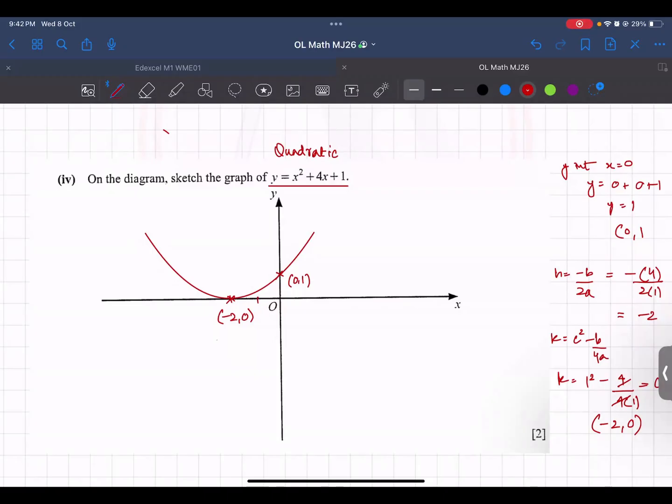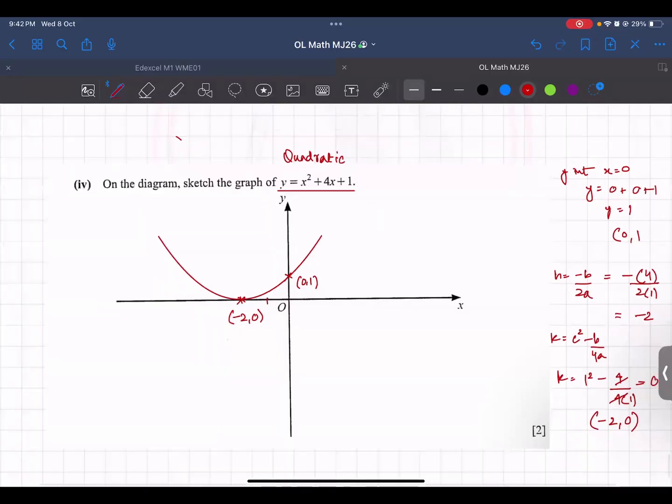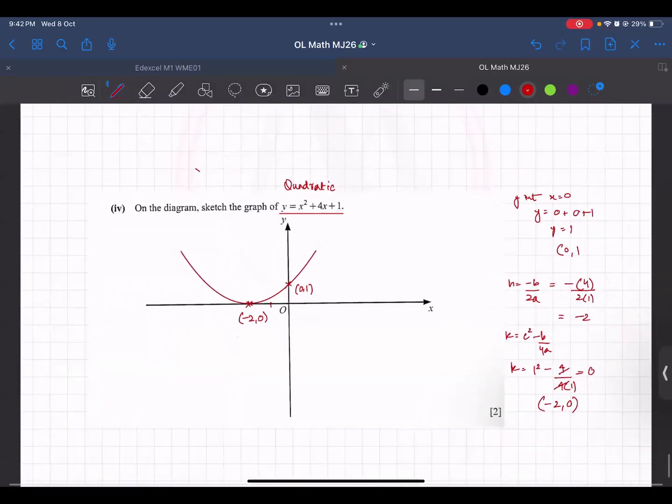The shape, the x and the y-intercept, the turning point. And in this case, the x-intercept is the same as the turning point. So it's even easier. This is the formula for your h and this is the formula for your k. Memorize this if you still have not memorized.